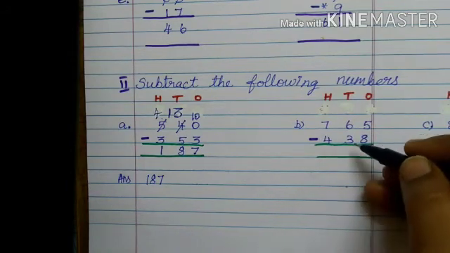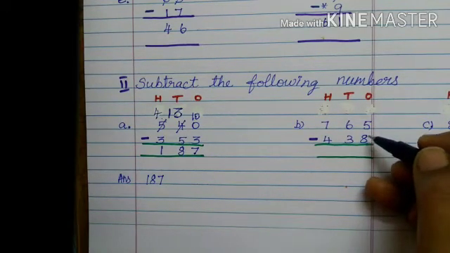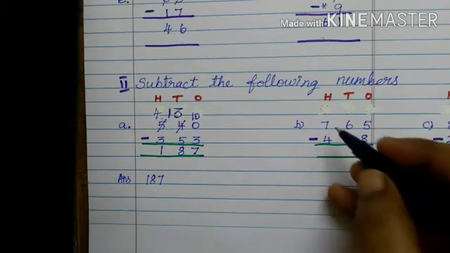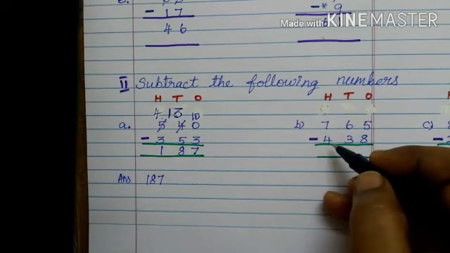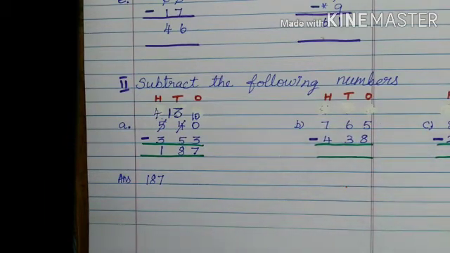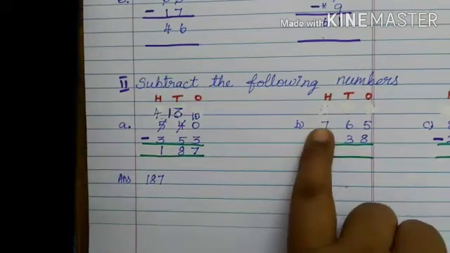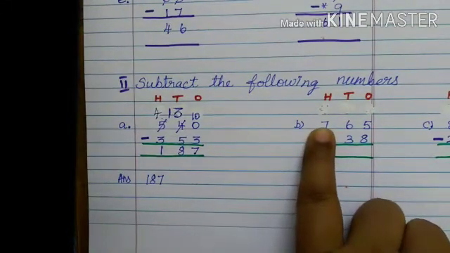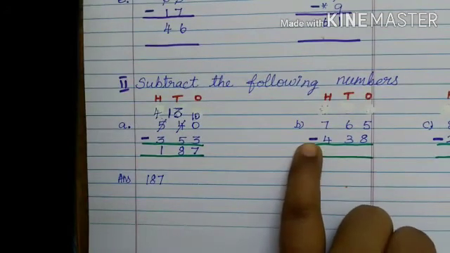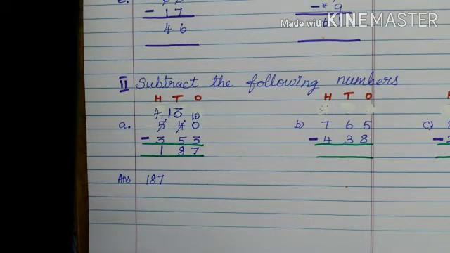765 minus 438. Compare: here the first number is bigger. Only check the hundreds place, don't compare the tens or ones. So first you check 700 or 400. 700 is bigger, so it is easy to do the subtraction sum using the symbol for minus. So first you start with the ones place.